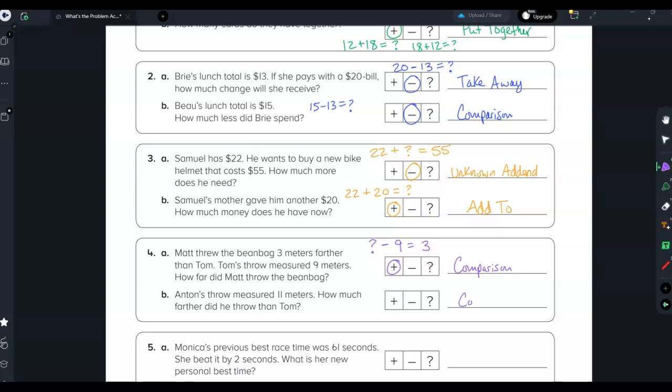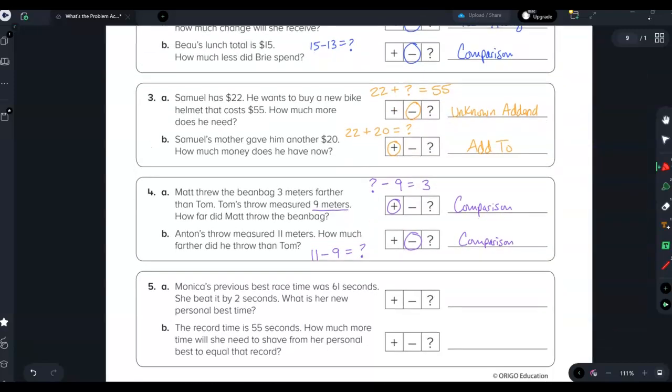So this is another comparison problem. This time we're comparing Tom and Anton. From part A, we know that Tom threw it 9 meters. From part B, we know Anton threw it 11 meters. So those are the two things I'm comparing. I would do bigger minus smaller. So the bigger is 11 minus the smaller, 9, and I'm trying to find the difference, how much further he threw it than Tom. So this would be my setup. And then how would I solve it? I'd subtract 11 minus 9. So it's a subtraction setup, and I would use subtraction to solve it.